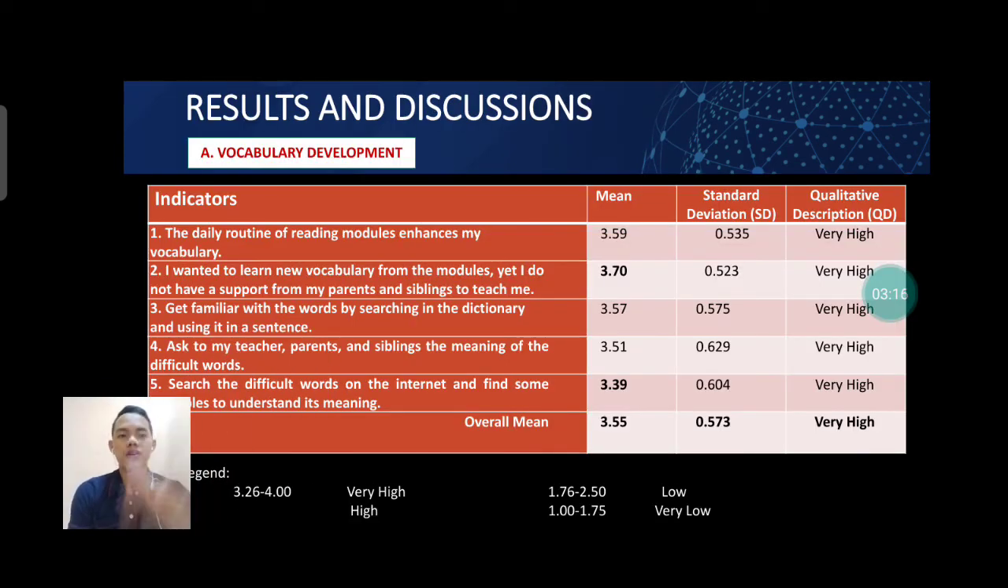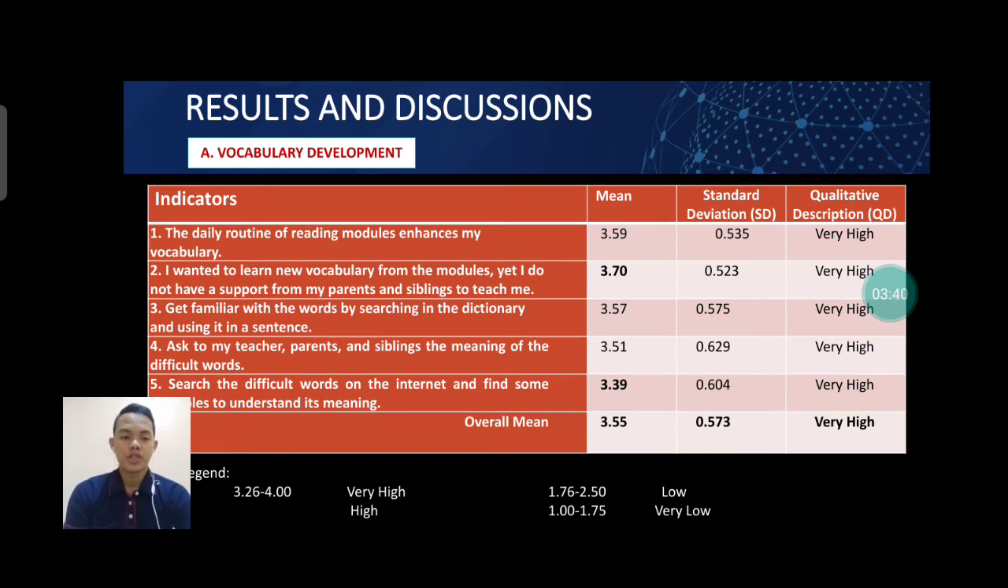Here are the results of the study. In the first component, which is vocabulary development, the indicator "I wanted to learn new vocabulary from the modules, yet I do not have support from my parents and siblings" obtained the highest mean of 3.70, which means very high. It means that the learners do not have support from their parents and siblings in learning their lessons from the modules.